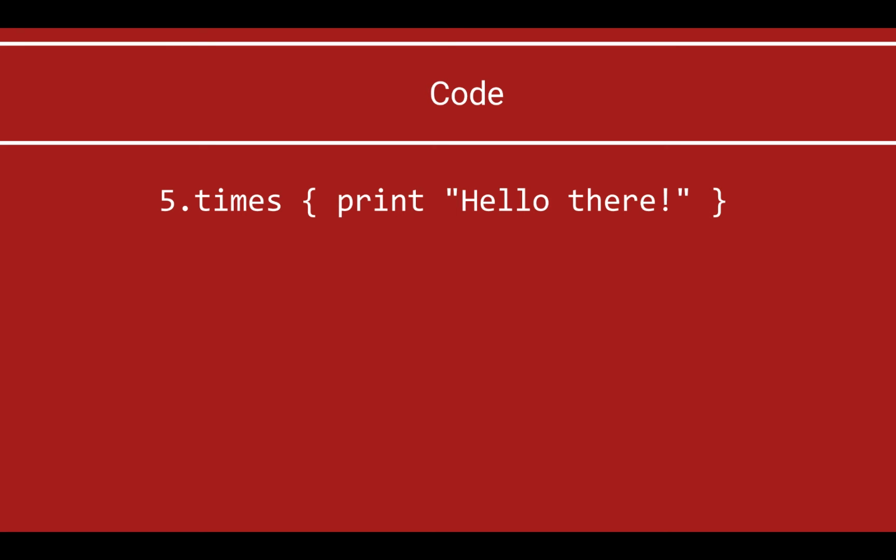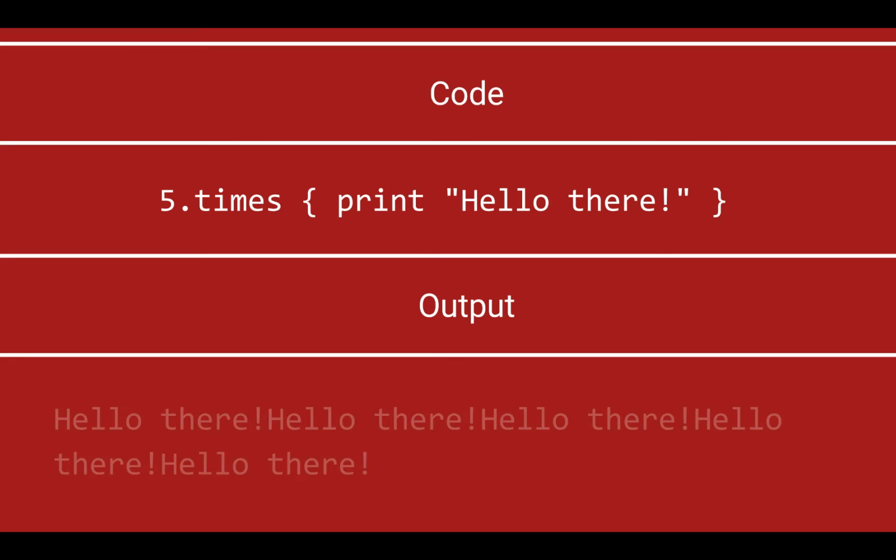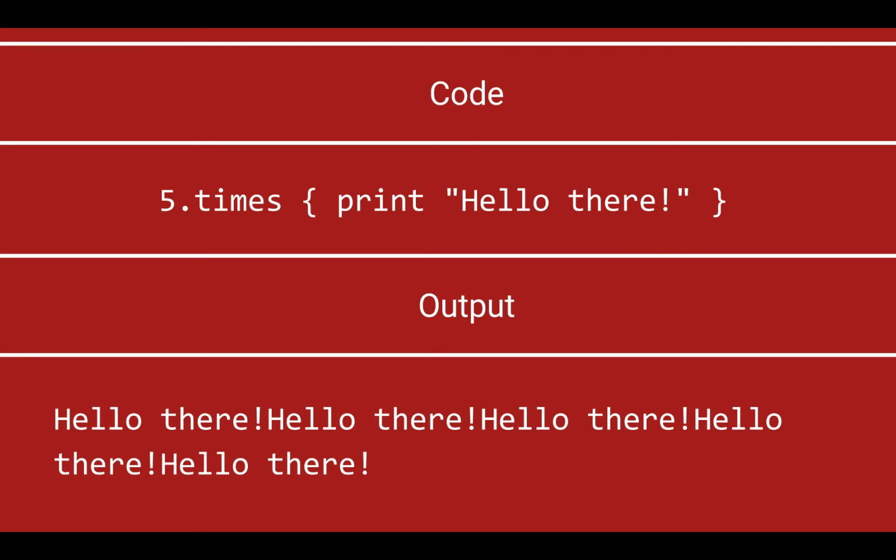All right, now let's take a look at what this actually outputs. This is valid Ruby code. The result of this Ruby code is going to be the text, "Hello there," printed five times to the screen. So if we take a look at this code and just read it left to right, five times, print, "Hello there." It makes sense, hopefully. The big picture at least does.